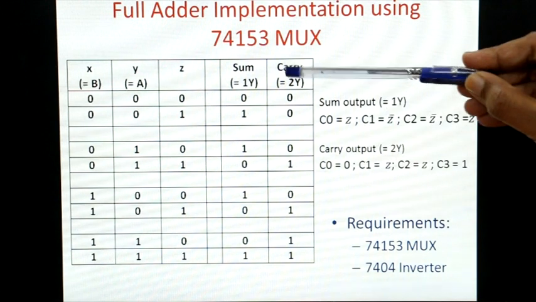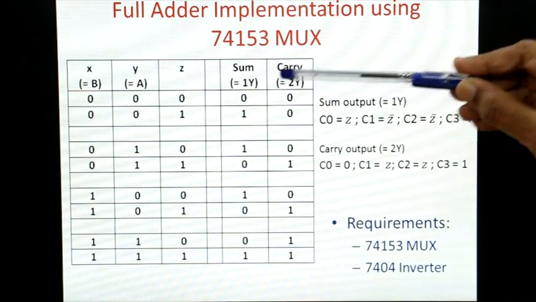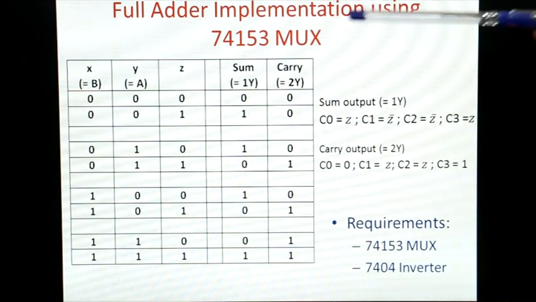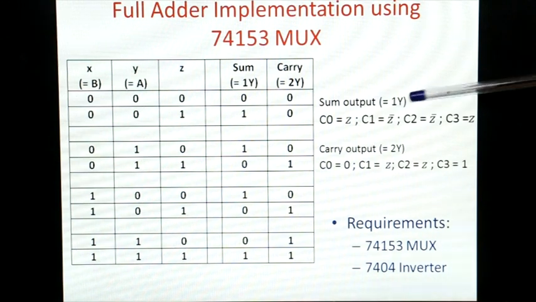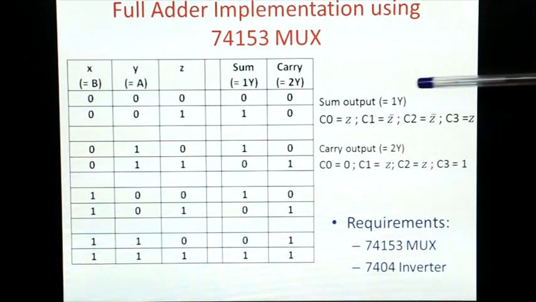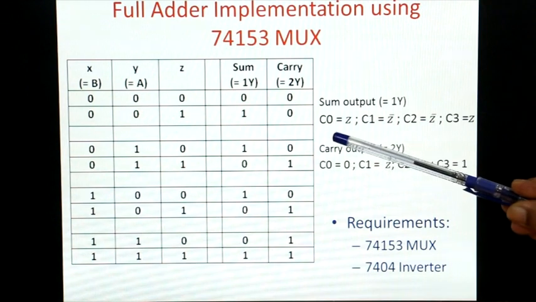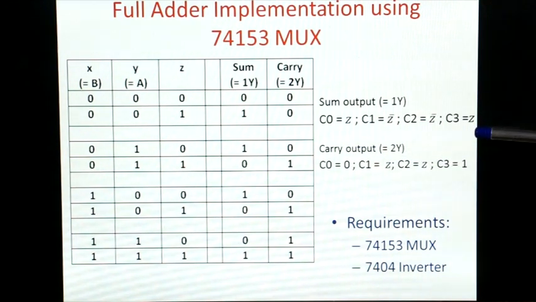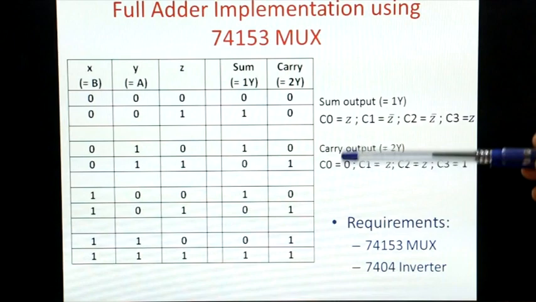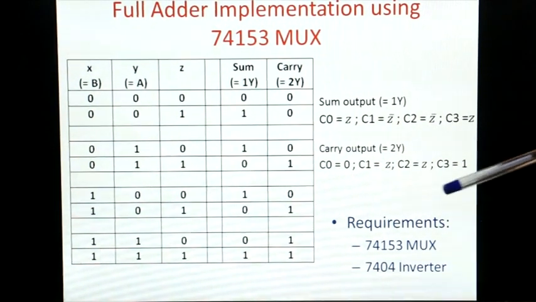So the two outputs of the multiplexer are brought here, 1Y and 2Y. I have written here the sum, the corresponding data inputs C0, C1, C2 and C3, which you can get from the truth table. So C0 would be Z for the sum, C1 will be Z bar, C2 also will be Z bar, and C3 will be Z, which you can get from the truth table.